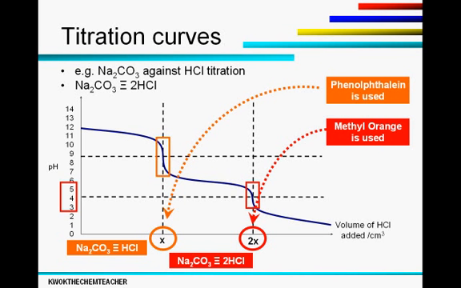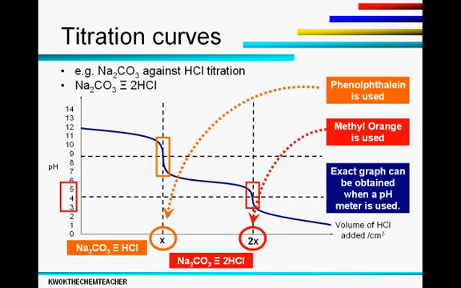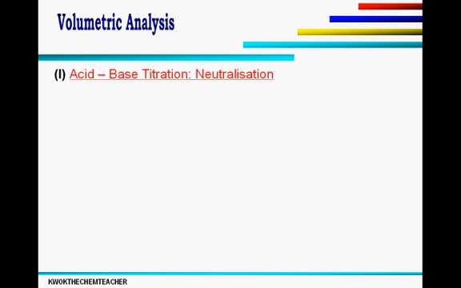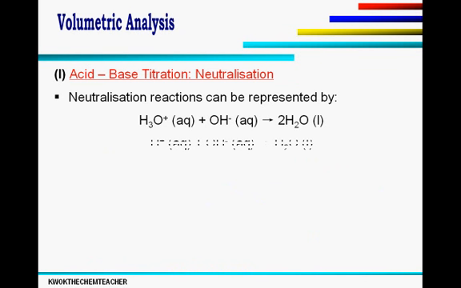This curve helps us to understand why, and you can see from this curve that when you use phenolphthalein as the indicator, you will need half the volume of HCl used as compared to when methyl orange is used as the indicator. Once again, this exact graph can only be obtained when a pH meter or a data logger is used. Next, we will talk a little bit more about acid-base titration, which is also known as your neutralization reaction.